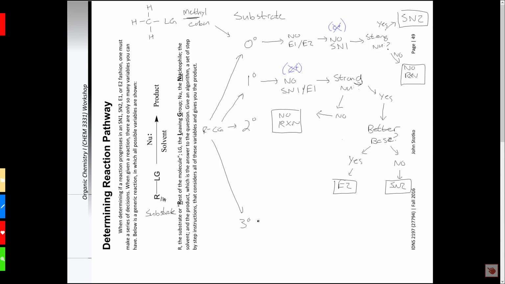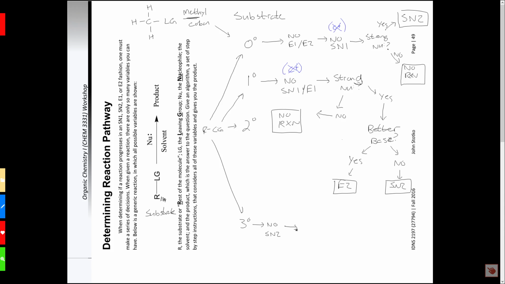Okay, so tertiary, at this point you are officially too bulky for a second order substitution to happen, right? So tertiary, no SN2. Notice, however, it doesn't eliminate the possibility of an E2, because E2 attacks an adjacent carbon, not the one that holds your leaving group. So we still have that possibility.